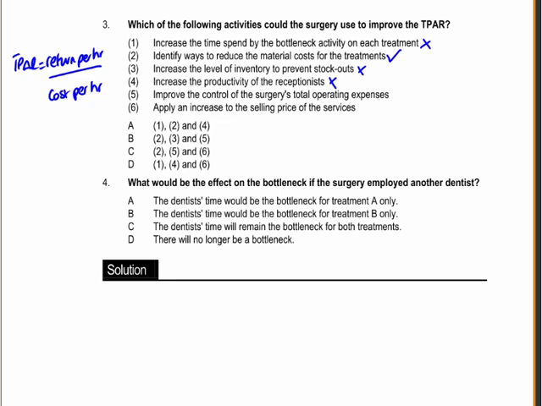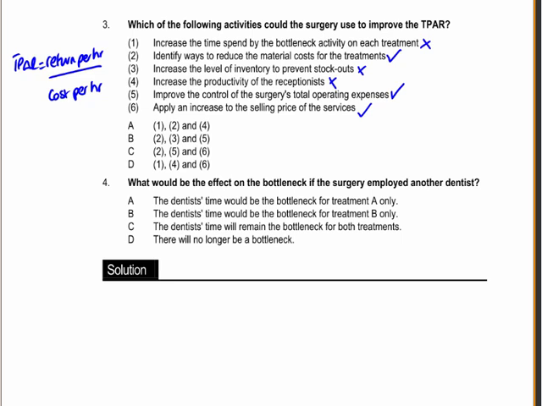Improve the control of the total operating expenses. Well, if we do that, then the total factory costs will fall and the cost per hour will fall, improving the ratio. And if we apply an increase of the selling price of the services, that will also help improve the contribution and increase the return per hour.